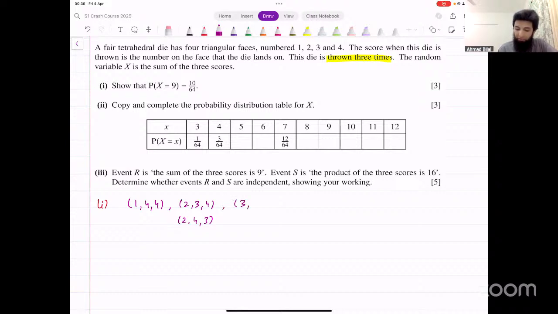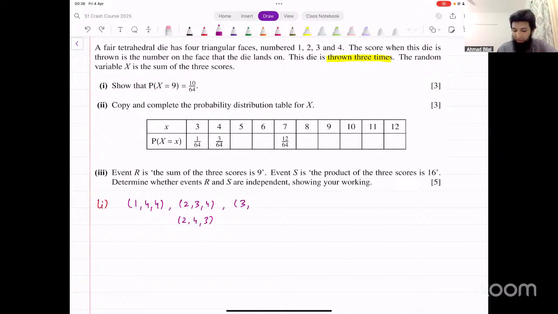Then with 3 being the first number, what are the possibilities? The second number could be 1 and then 4. That would not work. The second number cannot be 1 because if it's 1, the third number can be maximum 4 and the sum would not be 9 in that case. So second number cannot be 1.